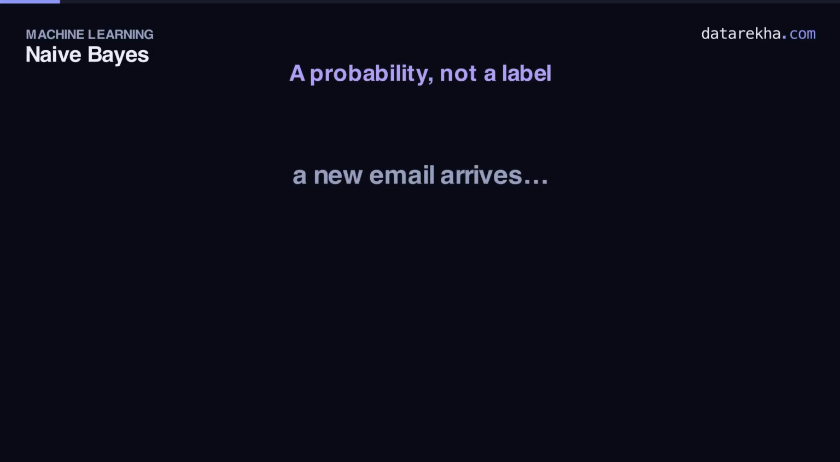Imagine you're building a spam filter. An email lands, and you'd like more than a blunt verdict of spam or not spam. You'd like a number, something like the probability this message is spam is 0.94. To get there, you compare the classes by their probability, given the words you see.